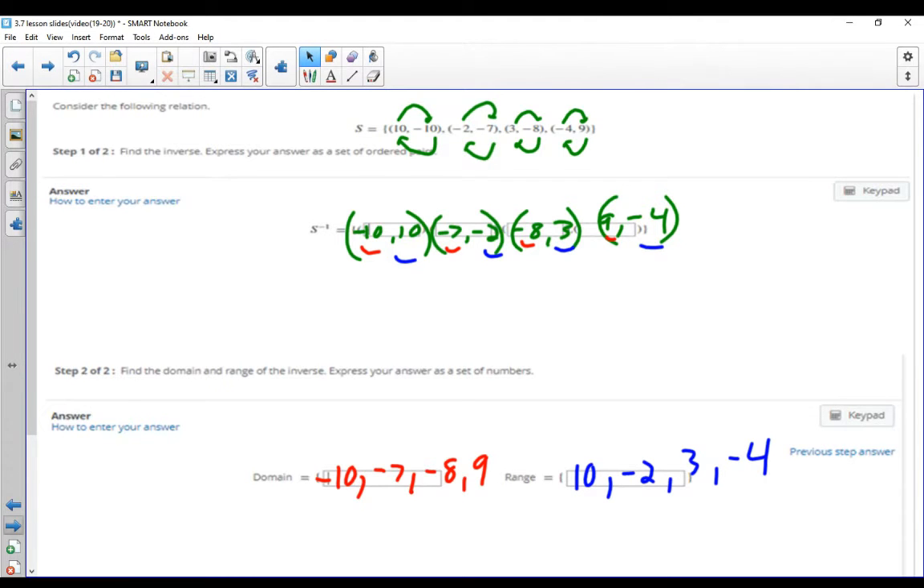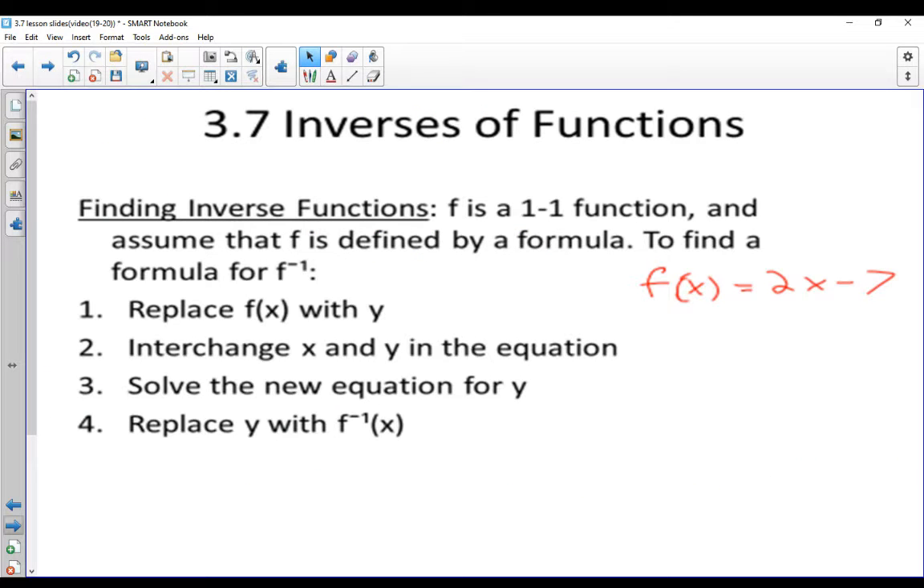Done. Easy peasy. Now, if only all the problems for finding inverses were as easy as that. Sometimes you're not given the ordered pairs. Sometimes you're given an equation. Like say you're given 2x minus 7, and it wants you to find the inverse equation. And that's what we're going to be doing next. There is a 3 to 4-ish step procedure on how to do it, but once you get the hang of it, it's actually really easy.